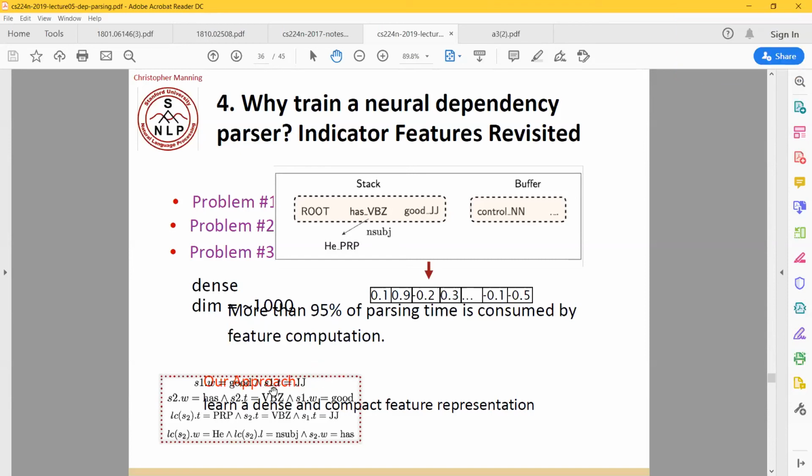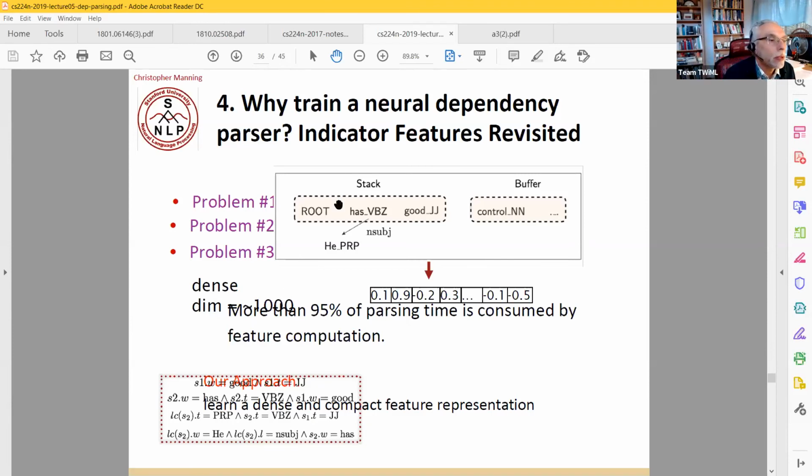Okay. Yeah. So now he says our approach. That I assume means Manning's paper from 2015. Learn a dense and compact feature representation. Instead of, as opposed to what Srinivas was saying, that it's a sparse feature representation, so you had a lot of wasted computation. Does that make sense?